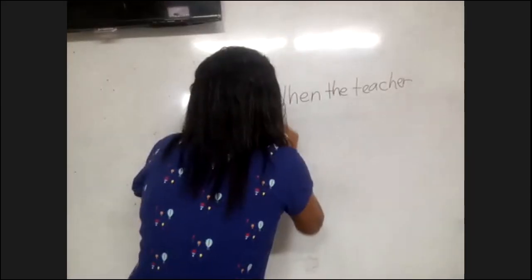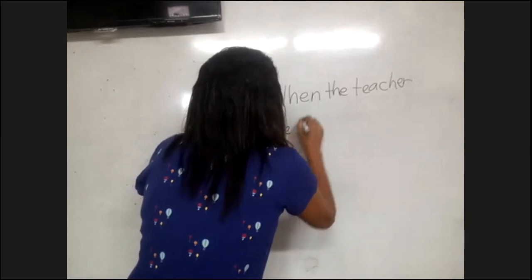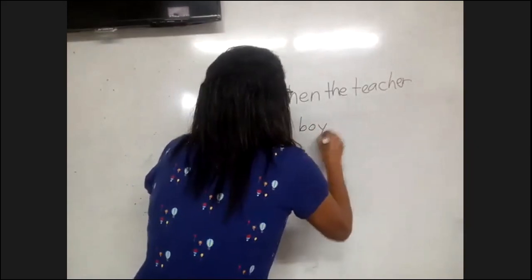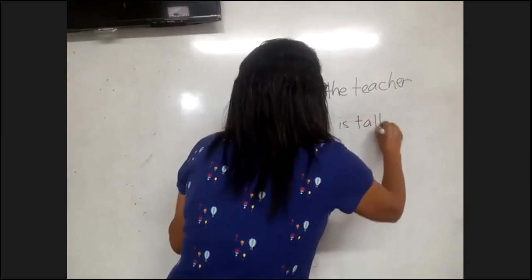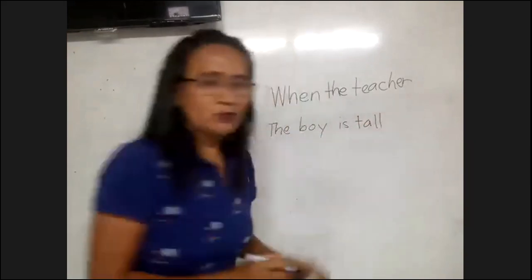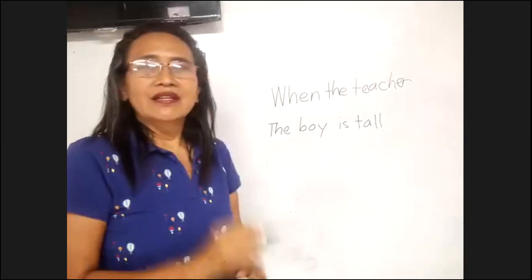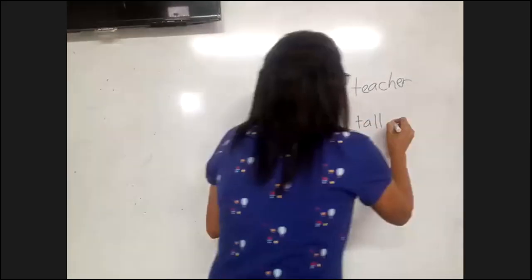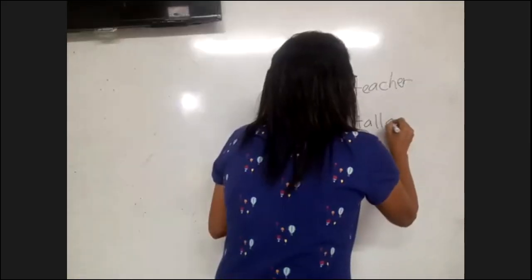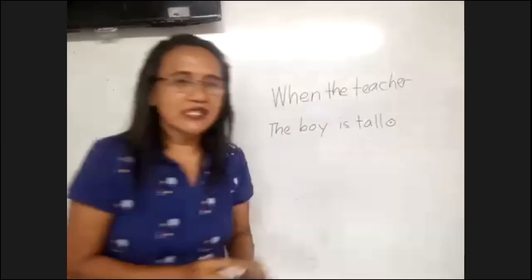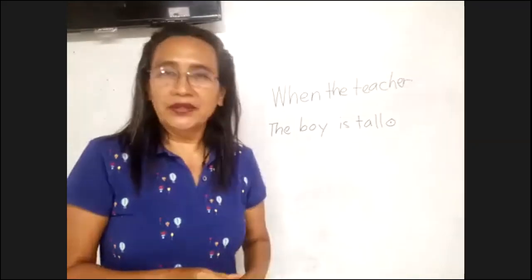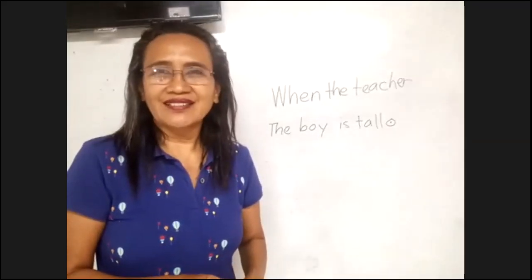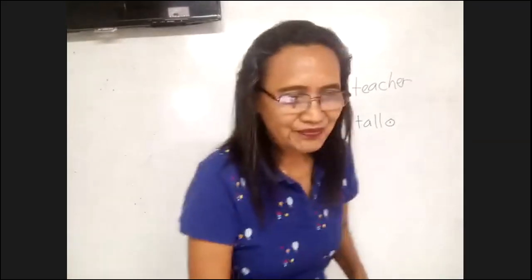The boy is tall. And then you forgot to put a period. The proofreader will put a circle here and put a period in the middle of the circle. That means that you have to add a period at the end of the sentence. Okay? Next.